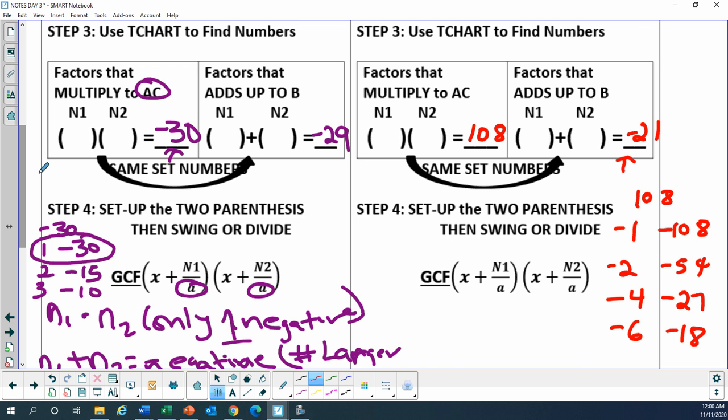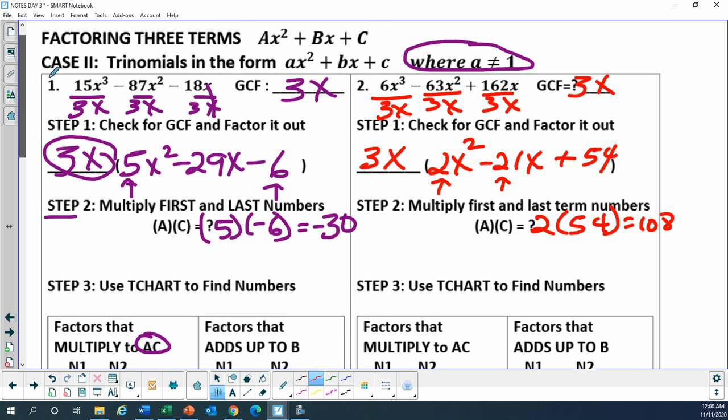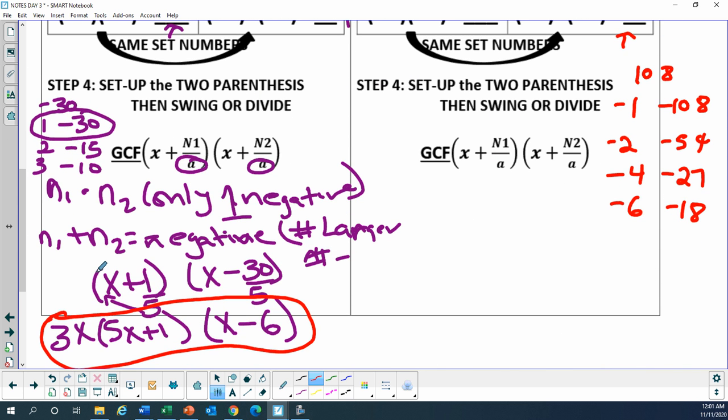Is it 24? Did I make a mistake? I have to look at the number. 63 divided by 3 is 21. So it's not 18. Okay, negative. So 7 doesn't go into 108. What about 108 divided by 8? No. 108 divided by 12. Yep, 12 and 9. Negative 9 and negative 12.